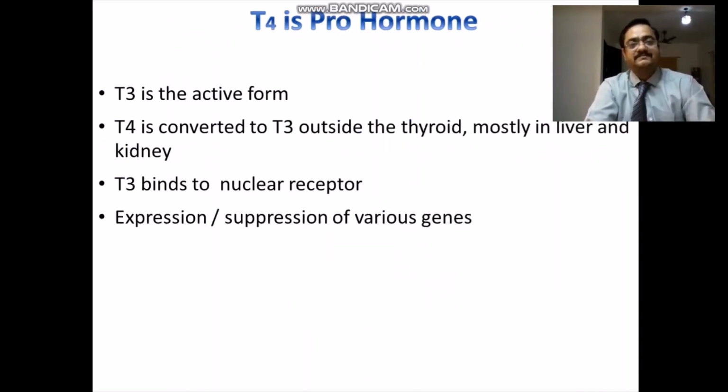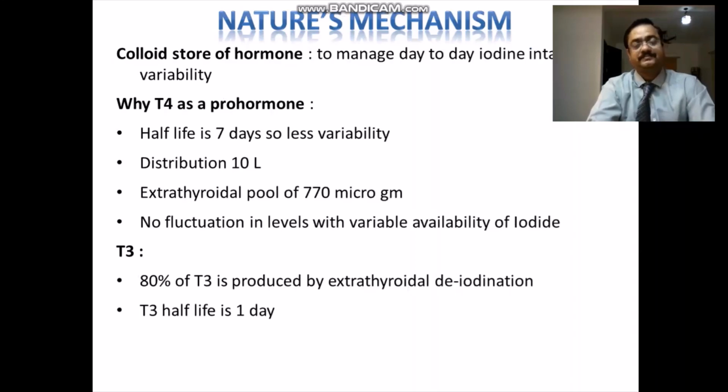Now how does T4 convert to T3? As we know, T4 is a prohormone, T3 is the active form. T4 is converted into T3 outside the thyroid gland, mostly in the liver and kidney. I would like to mention here that of the peripheral conversion of T4 to T3, 30% occurs in the gut flora. So this is very important, that gut flora has a major role in conversion of T4 to T3, and T3 binds to nuclear receptors and leads to expression and suppression of various genes.